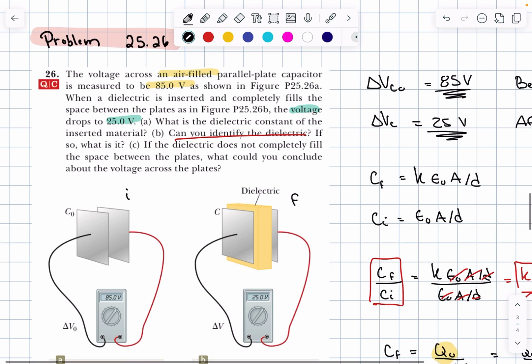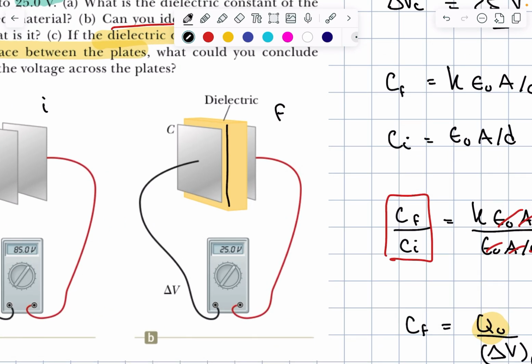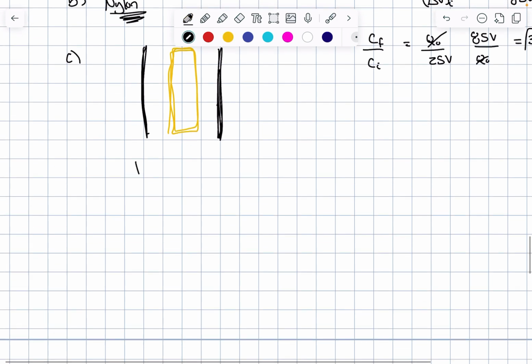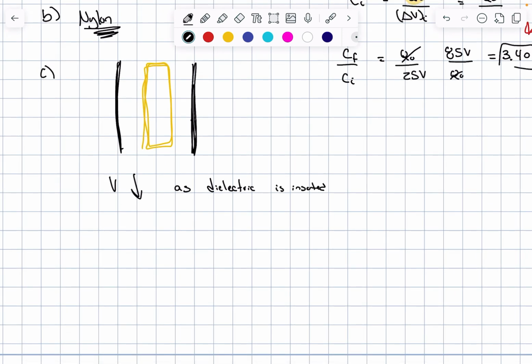C says, if the dielectric does not completely fill the space between the plates, what could you conclude about the voltage across the plates? Originally, the dielectric went all the way to the edges, and we're told to think about a situation where we have a parallel plate capacitor that maybe only fills up a little bit of that space. Now we know that V drops as the dielectric is inserted. The more dielectric that gets inserted, the more V drops.